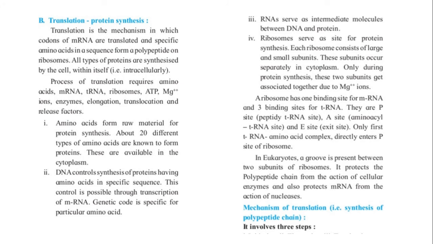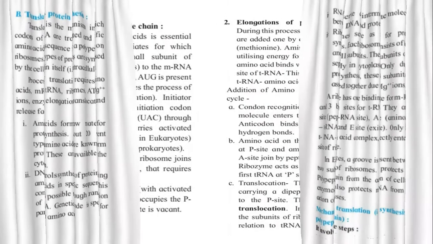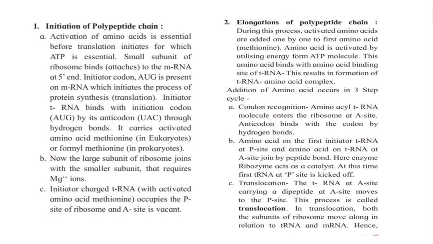It involves three steps. Number one, initiation of the polypeptide chain. It consists of three substeps. First one is A. Activation of amino acid is essential before translation initiates, for which ATP is essential. The small subunit of the ribosome binds to the messenger RNA at the 5' end. Initiator codon AUG is present on messenger RNA, which initiates the process of protein synthesis.